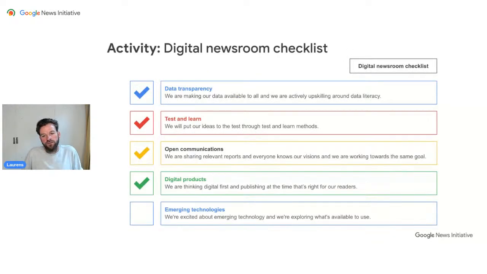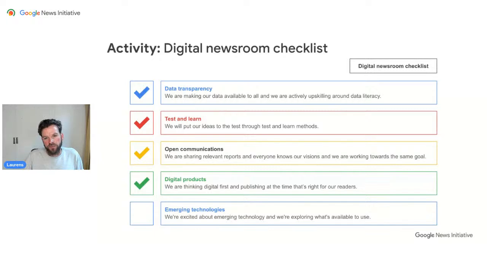So we've looked at different things you could do to think about your digital newsroom. Do you have data transparency? Is there a mindset of testing and learning? Are there open communication, sharing relevant reports, and does everyone know the shared vision and goals? Are you thinking digital first, and are you publishing at the right time for your readers, and not maybe from the legacy perspective of the print deadlines like the Times did?